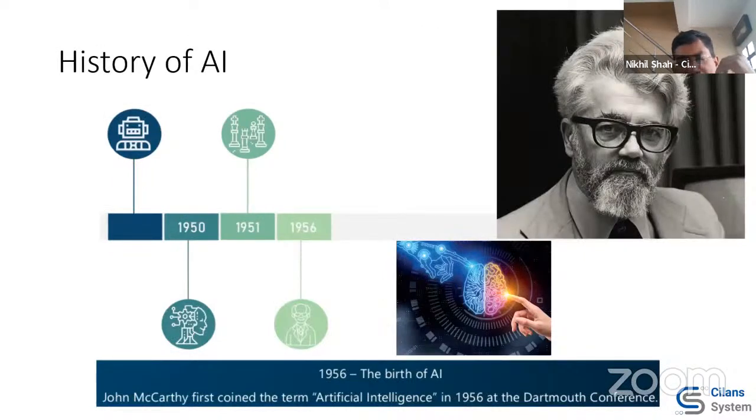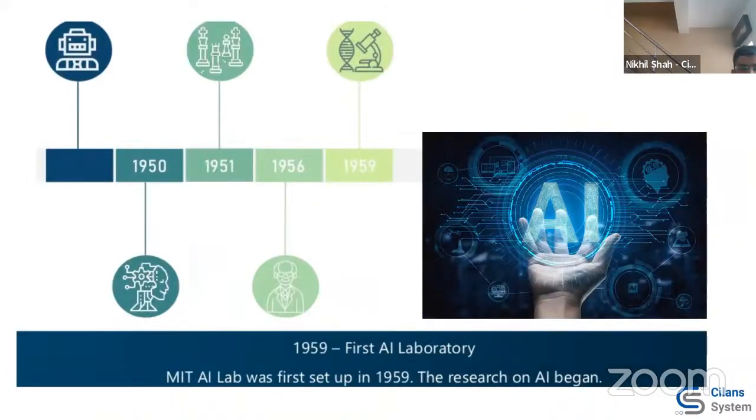The term that we are using today, artificial intelligence, was first used in 1956, right? At one of the very famous Dartmouth conferences, where John McCarthy actually coined the term artificial intelligence. So the term has existed for a long time. In 1959, MIT had an AI lab set up, where the real research started to happen. So you might think AI is so much of a buzzword, and yes, it is a buzzword, but it has been going on for the last many decades.